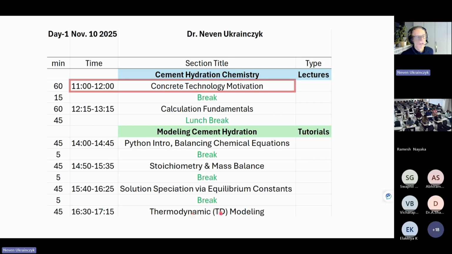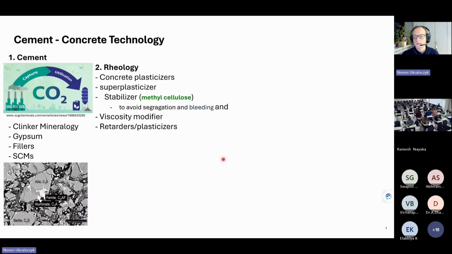You can predict all the phases which develop for different mix designs, reactive from the cement paste. So, cement and concrete technology. Of course, I don't have so much time to talk about clinker production, which is more chemical engineering, but we just start with the composition of clinker.